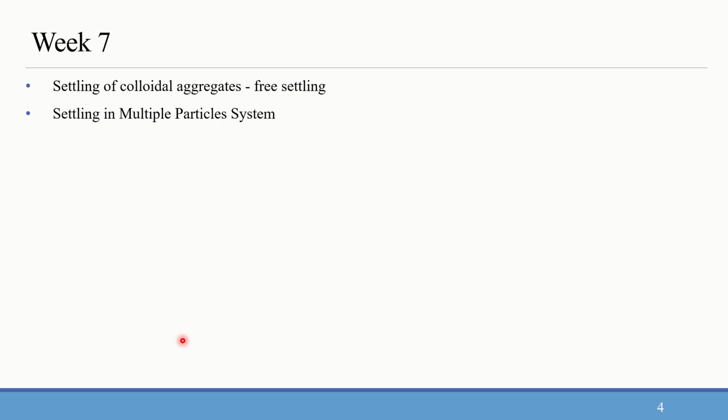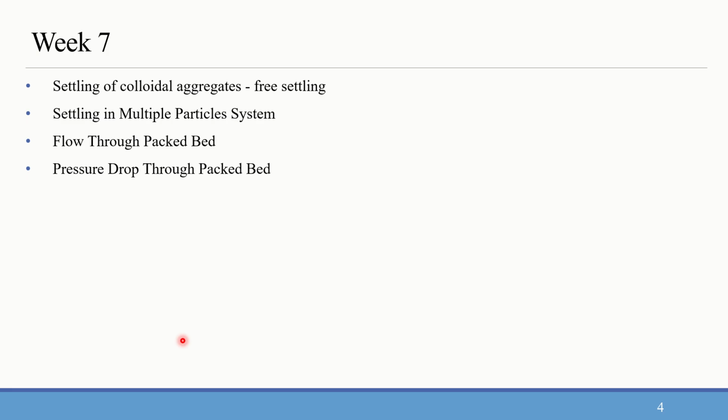Before starting the problems, what was covered in week 7 was settling of colloidal aggregates, free settling in multiple particle systems, flow through packed bed, and pressure drop through packed bed. In the last week, we saw settling of a single particle in a medium. In this particular week, we saw the settling of colloidal aggregates, free settling, and later settling in a multi-particle system.